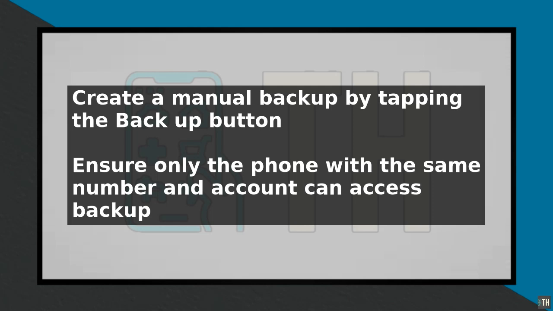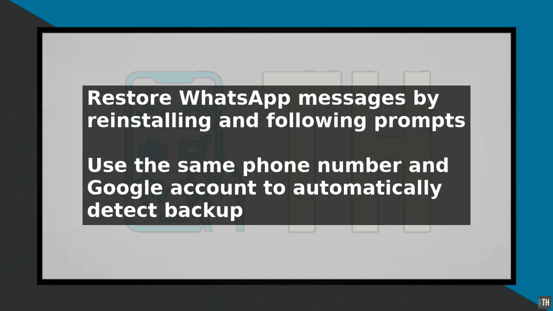To restore your WhatsApp messages from a backup, simply reinstall WhatsApp on your device and follow the prompts to restore from a backup. Make sure you are using the same phone number and Google account as before, and WhatsApp will automatically detect and restore your backup.